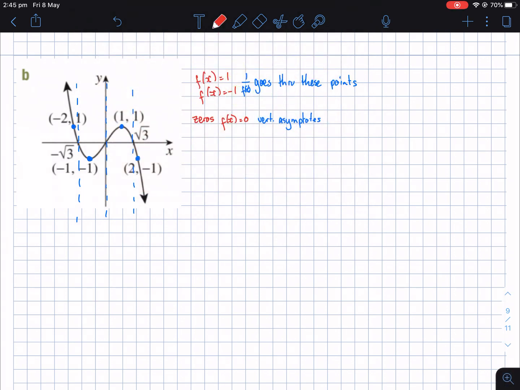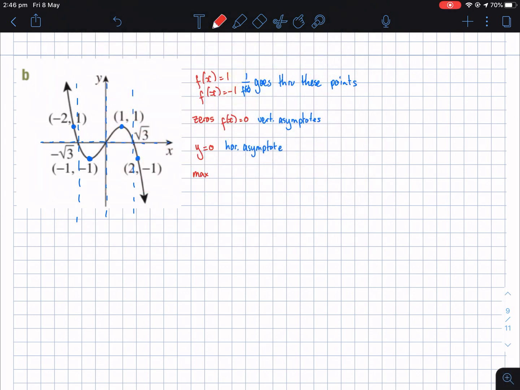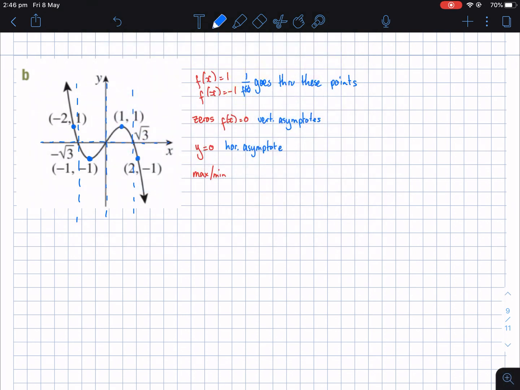Horizontal asymptote at y equals 0. Because we've just been told a straight reciprocal. The whole thing hasn't been moved up or down. And if you do 1 divided by something, it's never going to come out as 0. And max and min. So f of x here has max at, so see how it's like that?